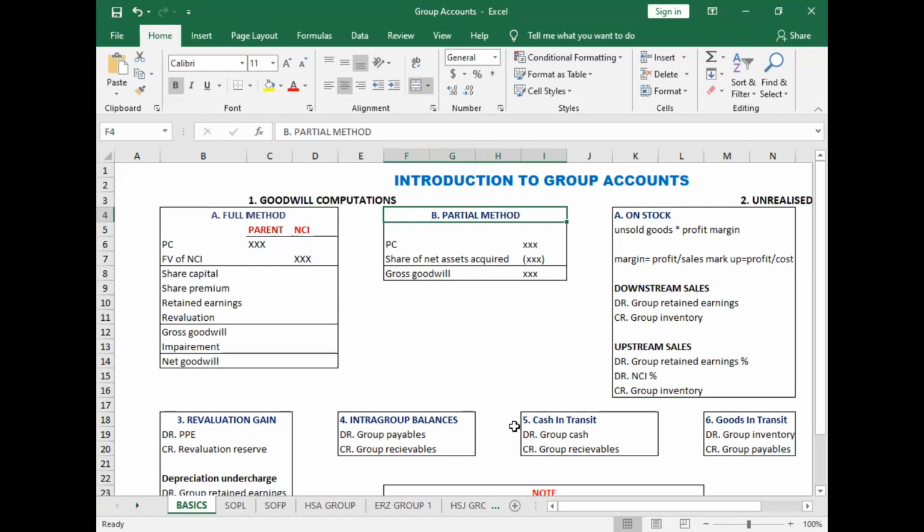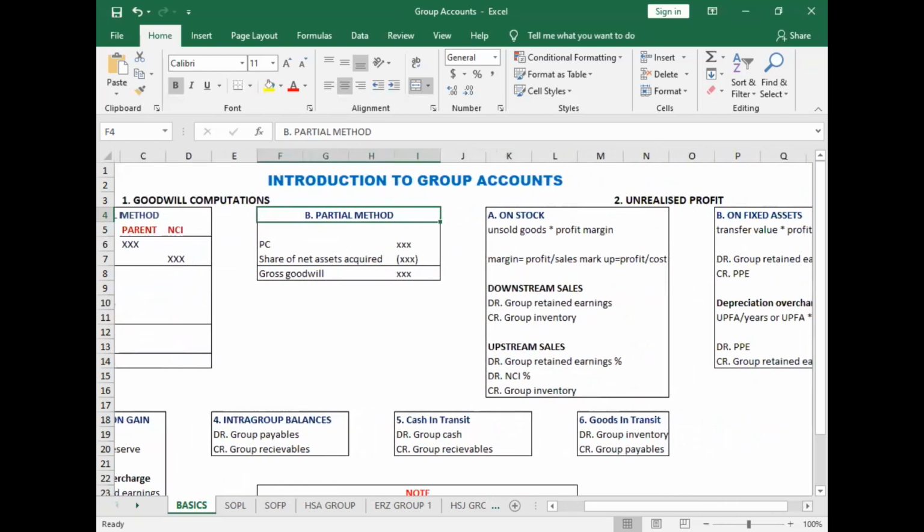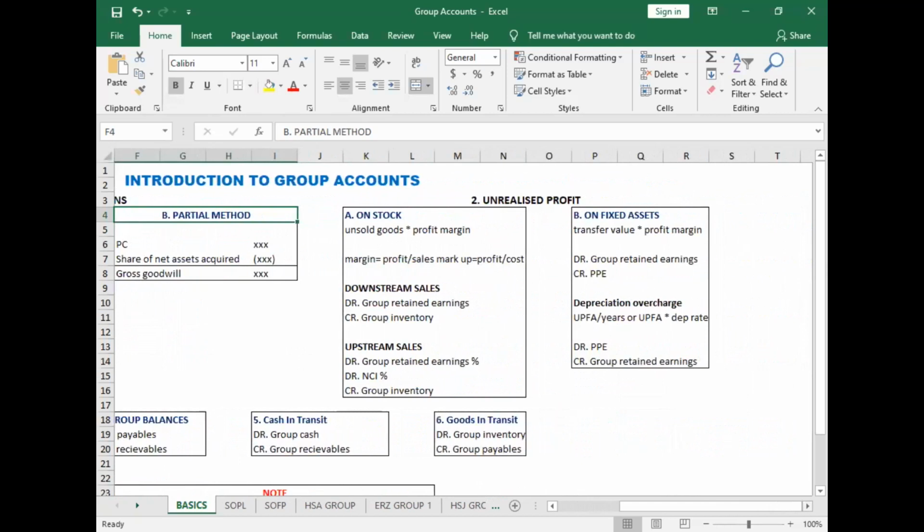Then now we'll talk on unrealized profit. You have two types of unrealized profit: unrealized profit on stock and unrealized profit on fixed asset. Starting with unrealized profit on stock, this is where there is intercompany sale of goods, and maybe there are some goods that remained. So the unrealized profit on stock equals the unsold goods multiplied by the profit margin.